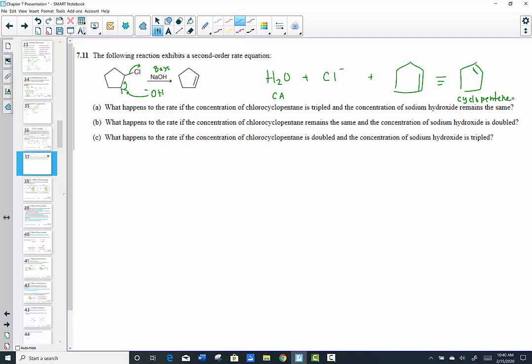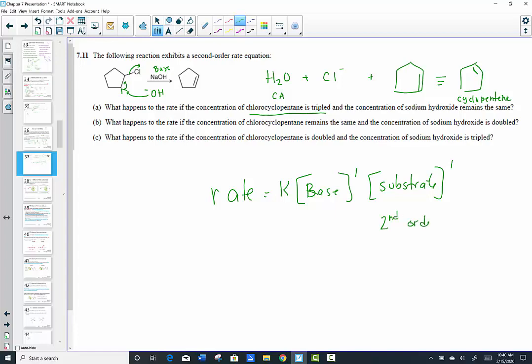But what about the kinetics? What happens to the overall rate if the concentration of chlorocyclopentane is tripled? Well, remember, rate is equal to k times the concentration of the base to the first order times the concentration of the substrate to the first order, which means second order overall. If you doubled the substrate, you would actually double the rate. 2 raised to the first power is 2.